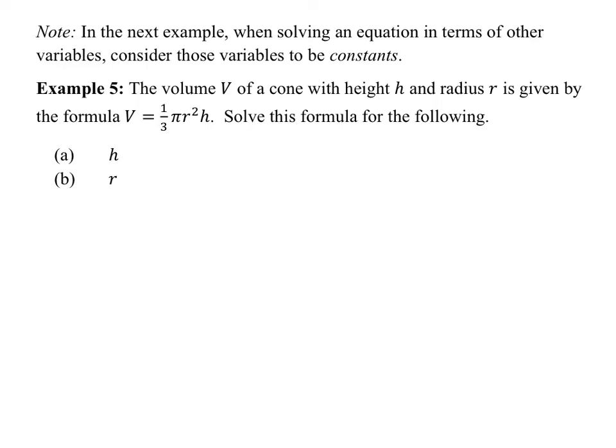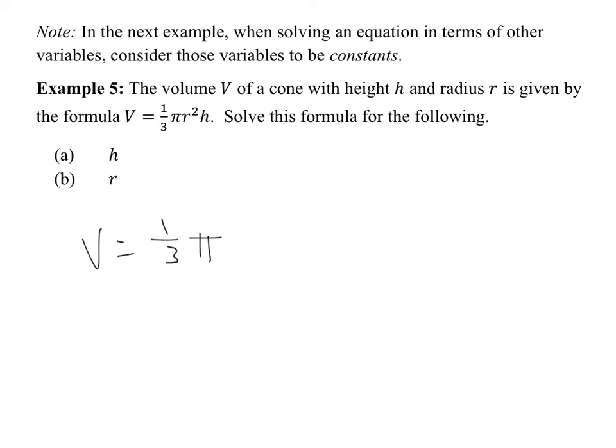So in example 5, we're told that the volume of a right circular cone, like an ice cream cone, with a height of h and a radius of r, is given by the formula V equals 1/3 pi r squared h. Solve this formula for the following. In part A, I want to solve the formula for h. How would I solve this for h?